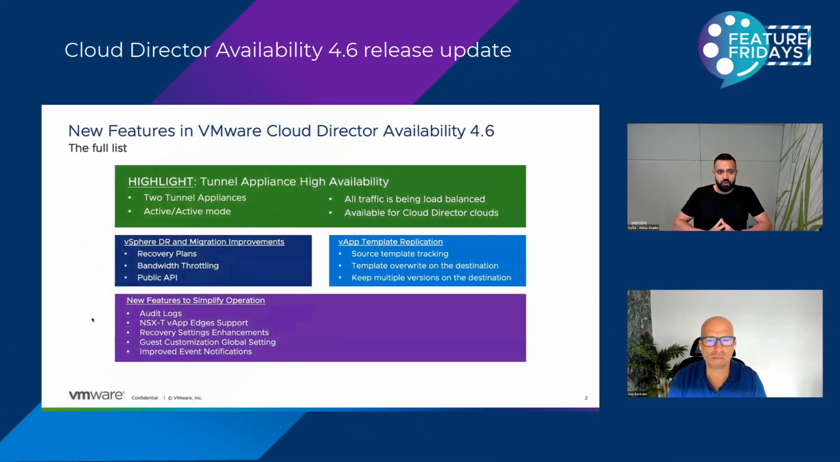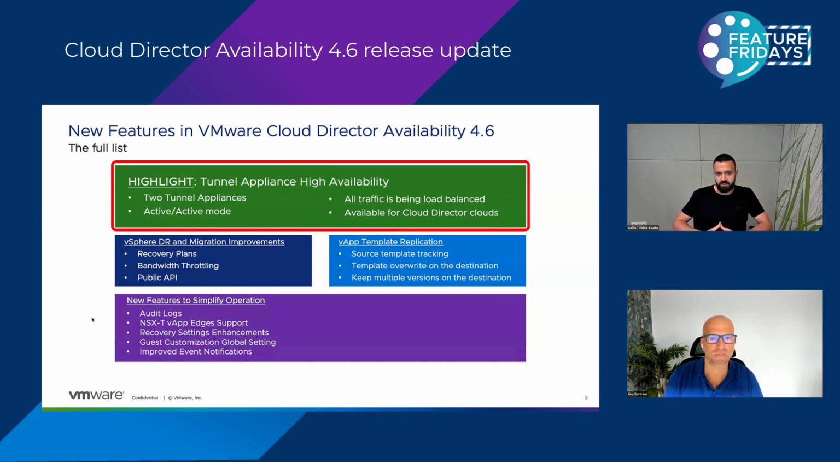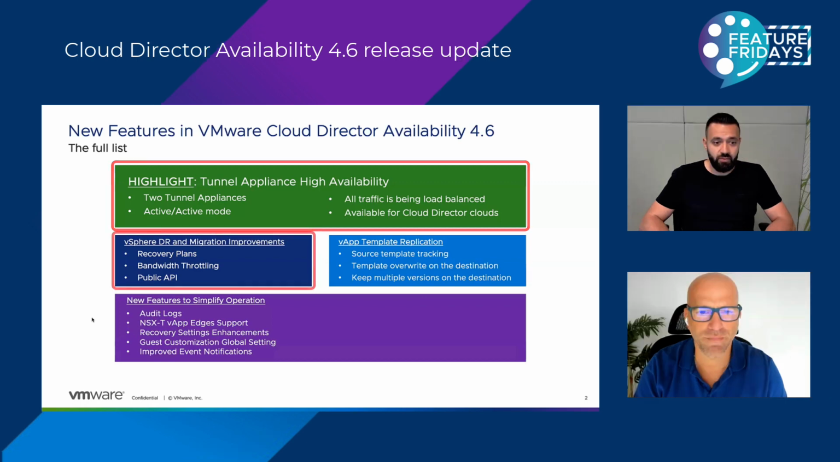All right, so all the new features, and the highlight of this release is the tunnel appliance high availability. Before 4.6, we had just a single tunnel appliance that was considered a bottleneck by some cloud providers. So based on their feedback, we decided to create this high availability. And now we support having two tunnel appliances, both in active mode, that will work together.